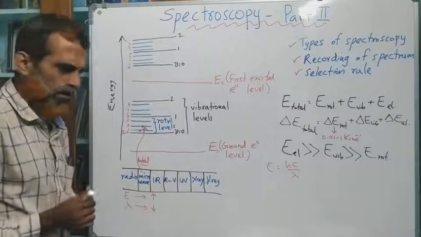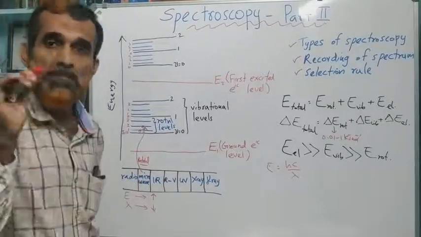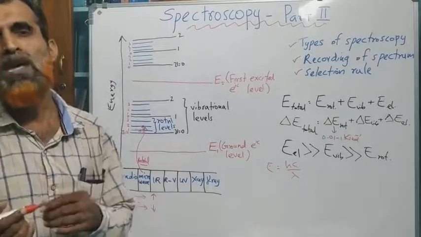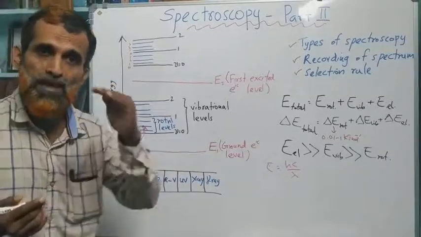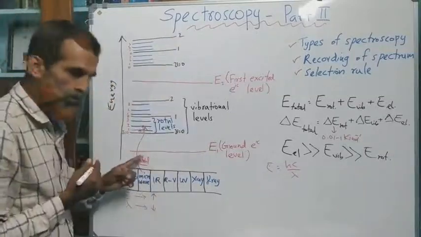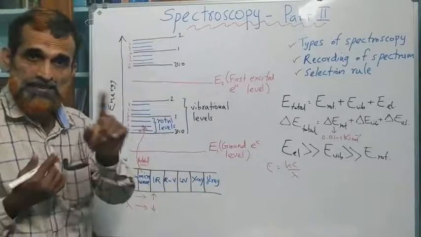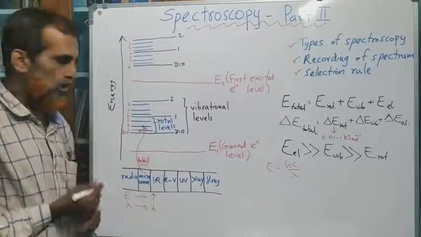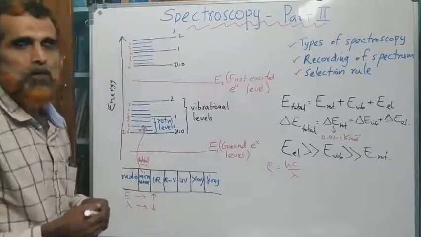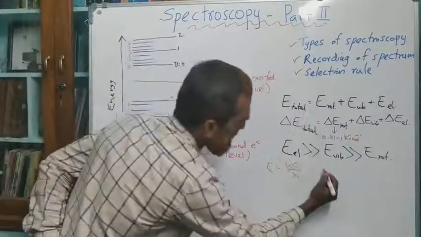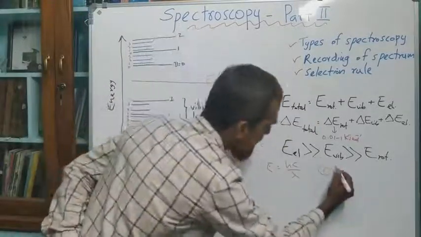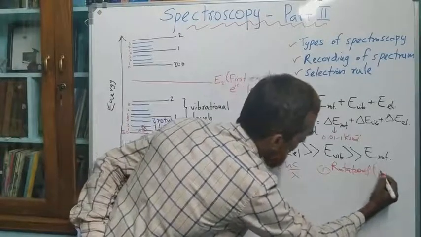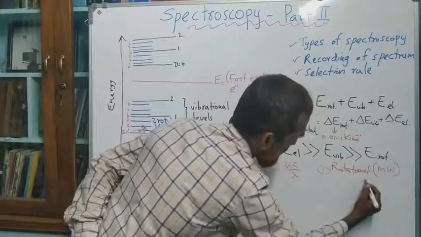Right, so rotational spectroscopy is otherwise called microwave spectroscopy. There are synonyms for each spectroscopy. One is based on the type of energy transition taking place. Here it is rotation energy transition. And the second name is based on the radiation used for the purpose, that is microwave radiation. So rotational spectroscopy or microwave spectroscopy. So that is the first type of spectroscopy we come across here, rotational spectroscopy or microwave spectroscopy.